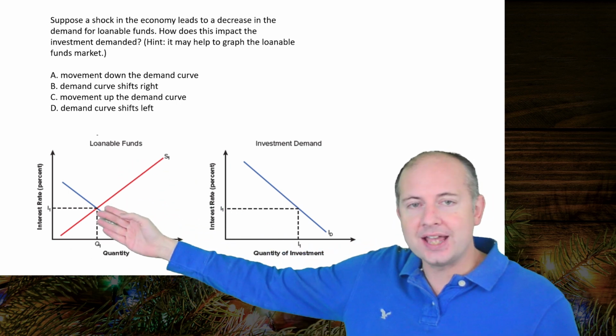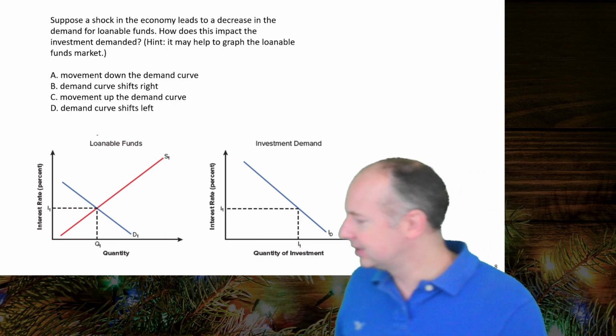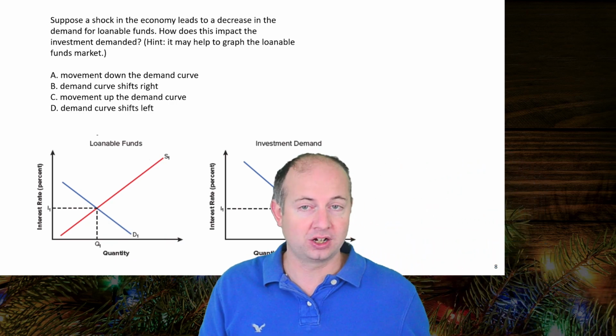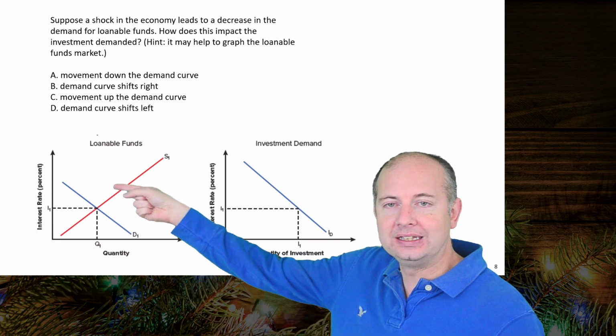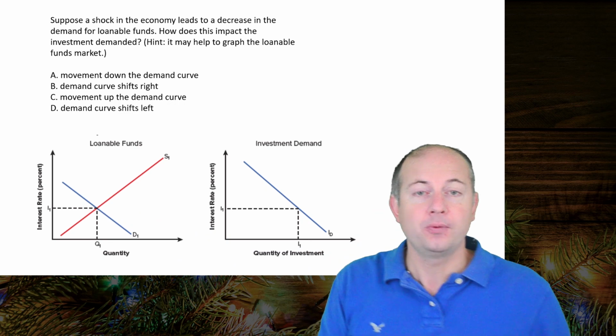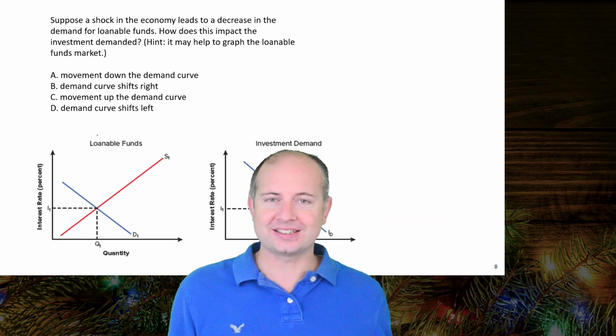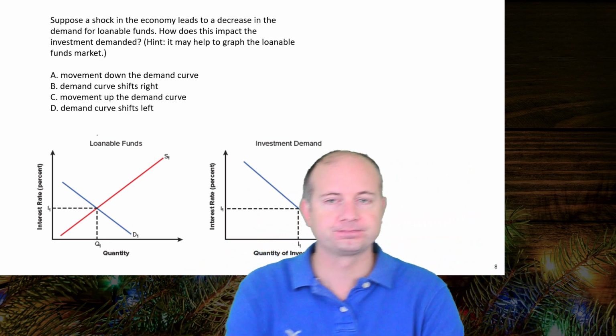The demand side is going to be the demand for loanable funds. That is the amount of borrowing that occurs. Now if the interest rate goes up, you're going to be less likely to borrow, right? So when mortgage rates are really high, people are less likely to go buy a new house.